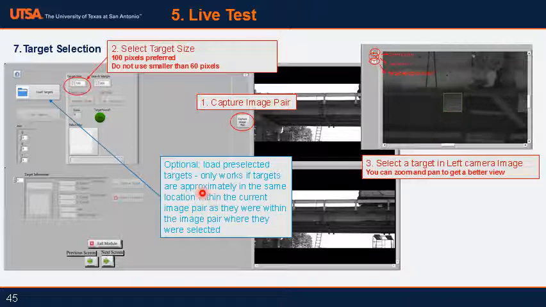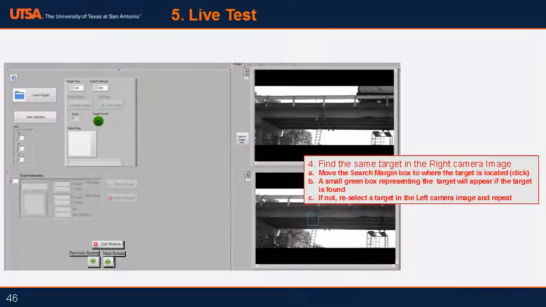Now, there's an option here: you can also load pre-saved targets. If you're running the same test several times, and as long as your targets are exactly the same and in the same locations, you can reload them from a previous test. So far, you've selected this target here in the left camera image. The next step is to move the search margin, this big box here, which has a size of 300 by 300 pixels, as given over there.